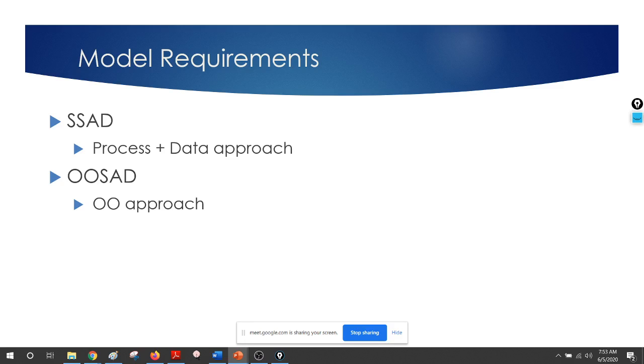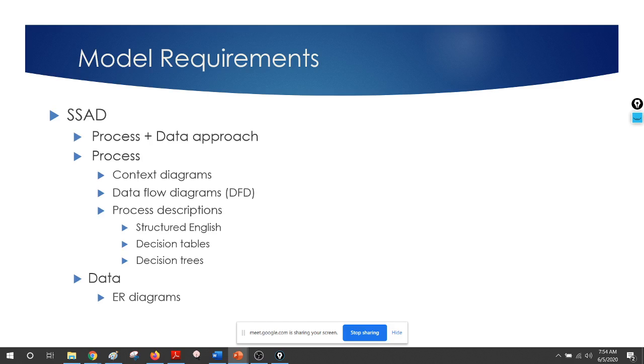So that is where you have, in structured system analysis and design, a process and data approach, where for the data you have the ER diagram, for the process you have the context diagram, data flow diagrams, etc. That I am not going to go through because you had the system analysis and design subject in your semester 2. And of course for data you have the ER diagram, right? That is structured system analysis and design.